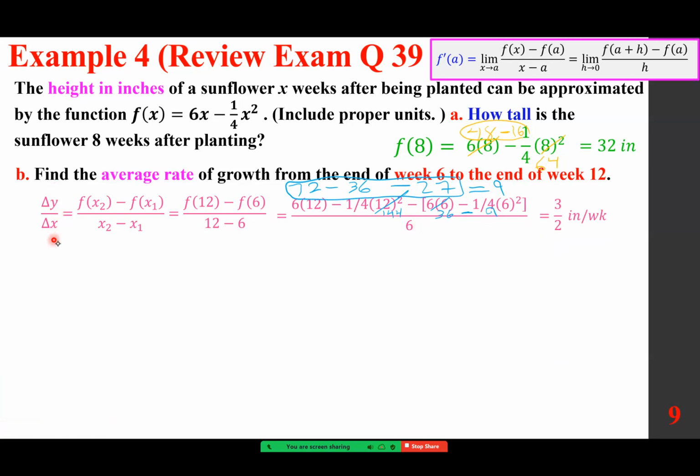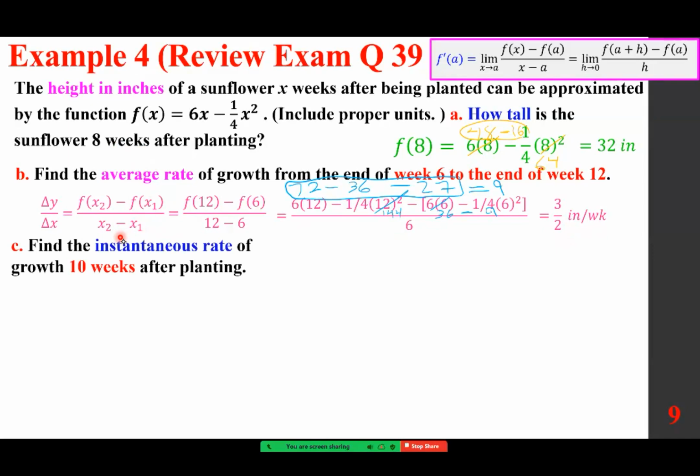Delta y over delta x. The units come from the units of the numerator over the units of the denominator. So 3/2 of an inch per week, because the numerator represents the height, and the denominator represents the change in weeks. Okay.